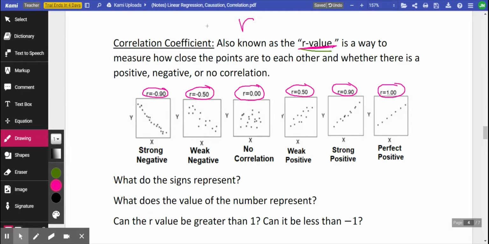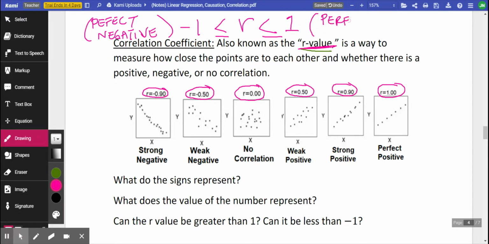So the R value goes from -1 all the way to +1, and it can be equal to -1 or +1, but it cannot be less than -1 or greater than +1. On the left-hand side, if we have -1, that's a perfect negative correlation, and all that means is that every single point is on the line and it's going downhill. In this case, we have a perfect positive correlation, meaning every single point is on the line and it's going up.